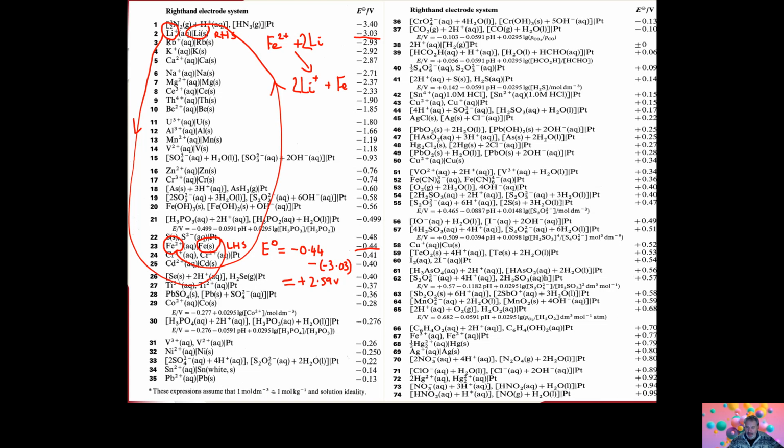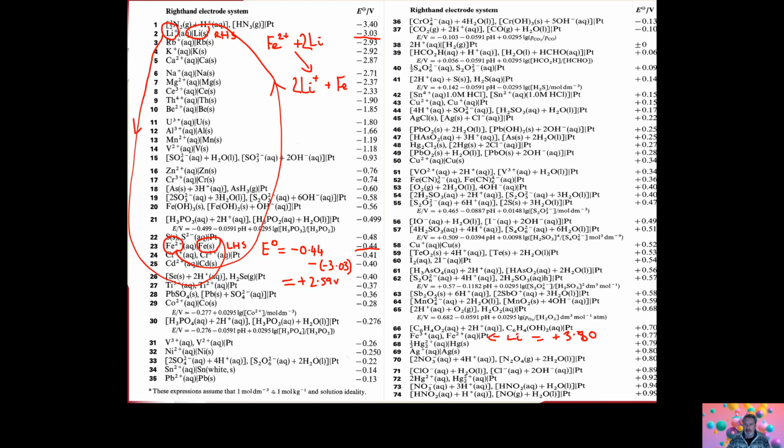But there might be something even better if I've got iron 3+ and iron 2+. That's plus 0.77. So I'd have plus 0.77 instead here, so plus 0.77 plus 3.03. That gives me a voltage. So if I was to do lithium with this system, I'd end up with a voltage of plus 3.80, which is pretty close to the voltage of a standard lithium-ion battery.